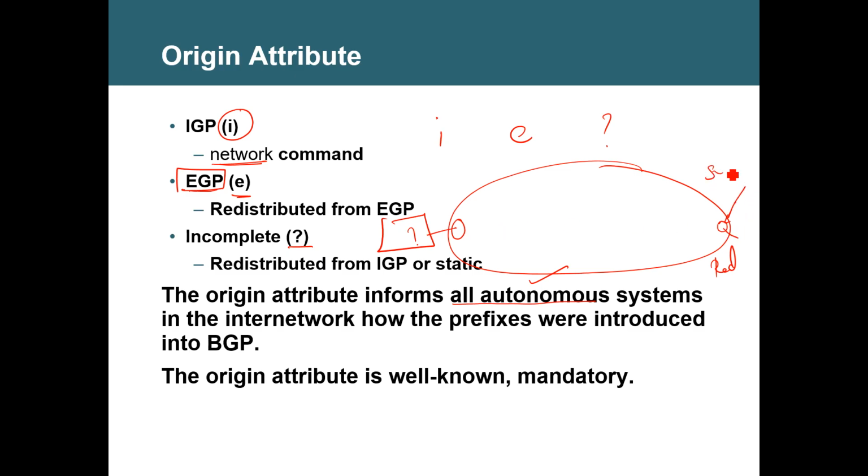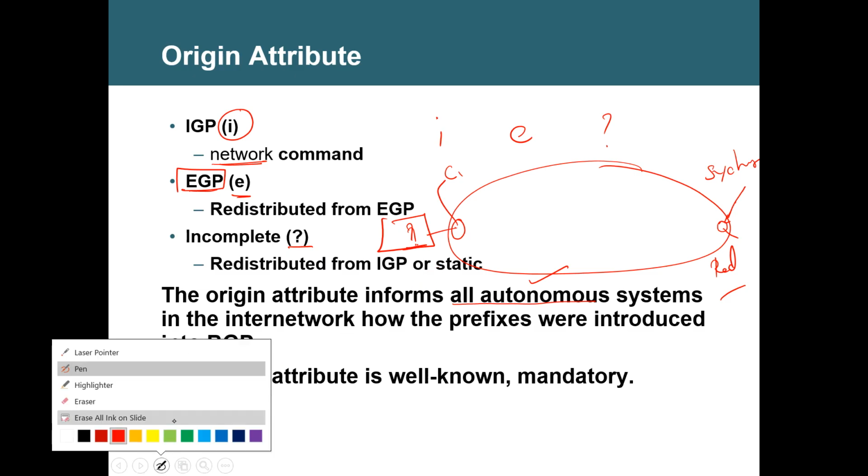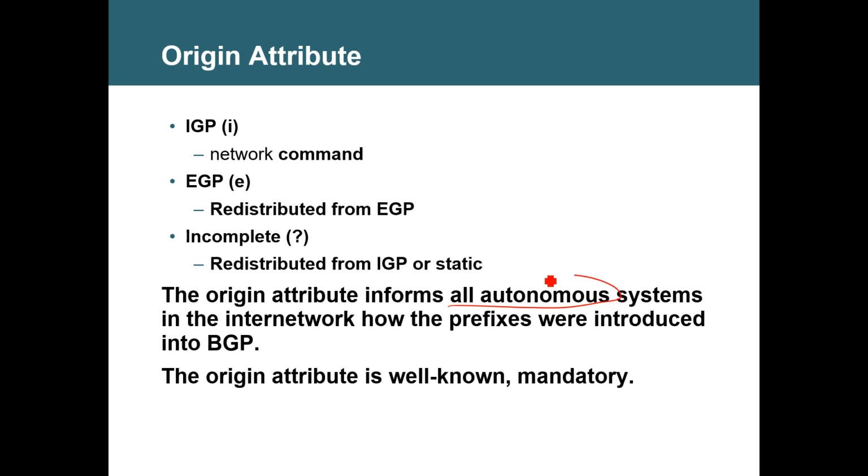In Sydney, you redistribute. I'm here in Chicago. I know that this has been redistributed by a Sydney router. How? Because when it comes to me, it comes with a question mark. So the entire world will know how this network is advertised, how this network is introduced, through this small marking called origin attribute. Origin.